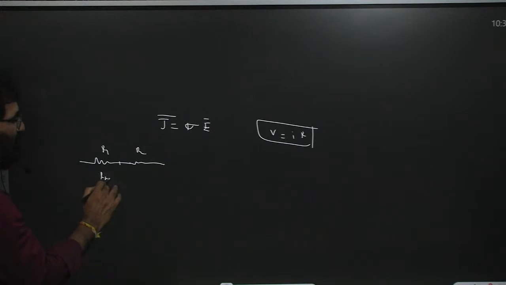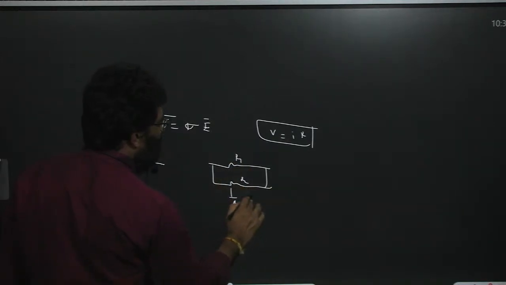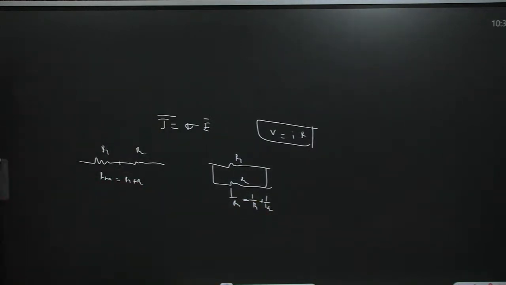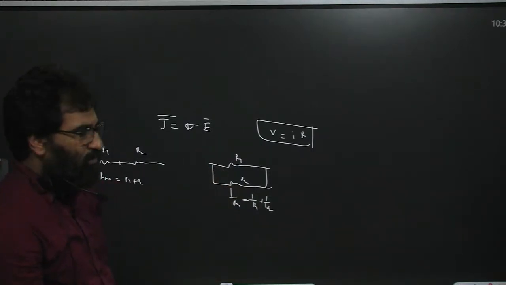R net is equal to R1 plus R2. When two resistors are connected in parallel, with resistances R1 and R2, then 1 by R net is equal to 1 by R1 plus 1 by R2. This you know, no need to explain this one. Two resistors connected in series, effective resistance is R1 plus R2. If two resistors are connected in parallel, 1 by R1 plus 1 by R2 is 1 by R effective.